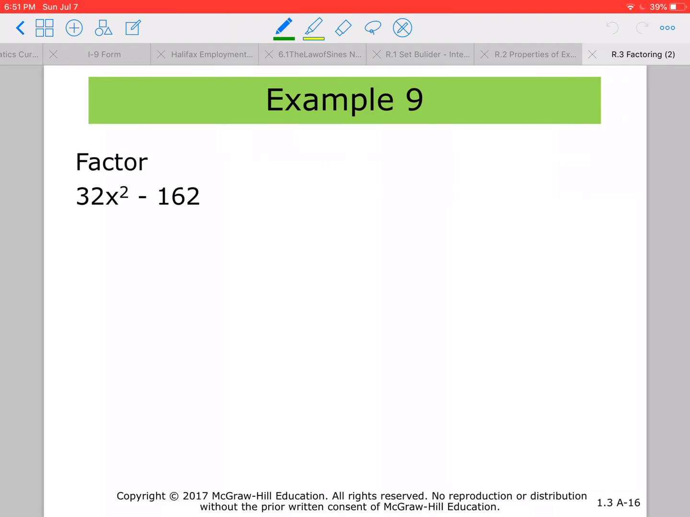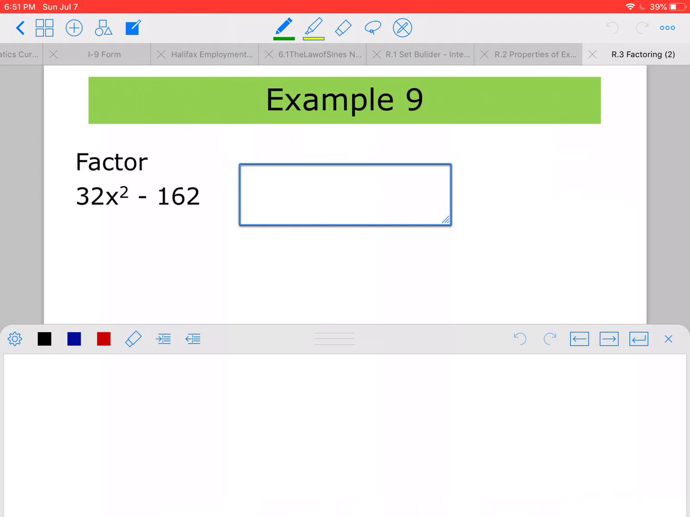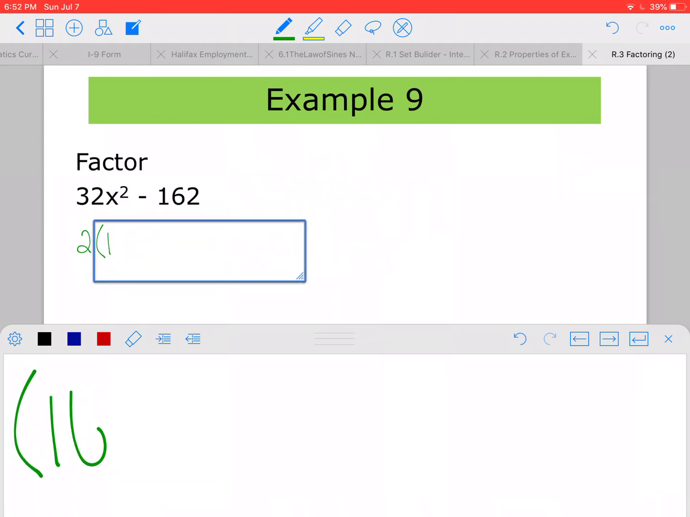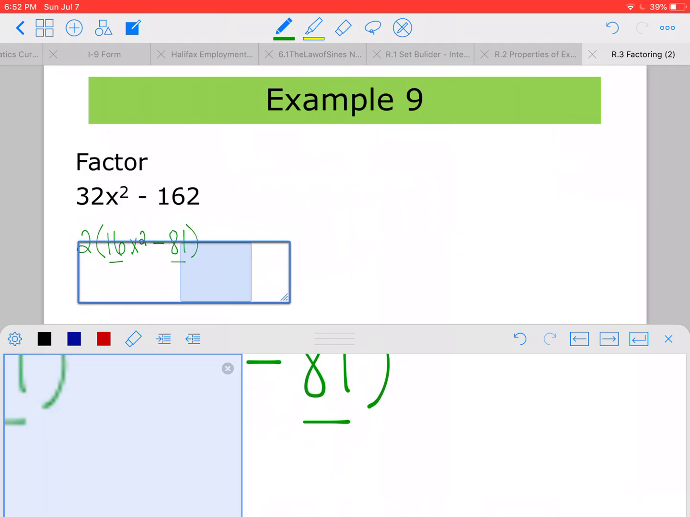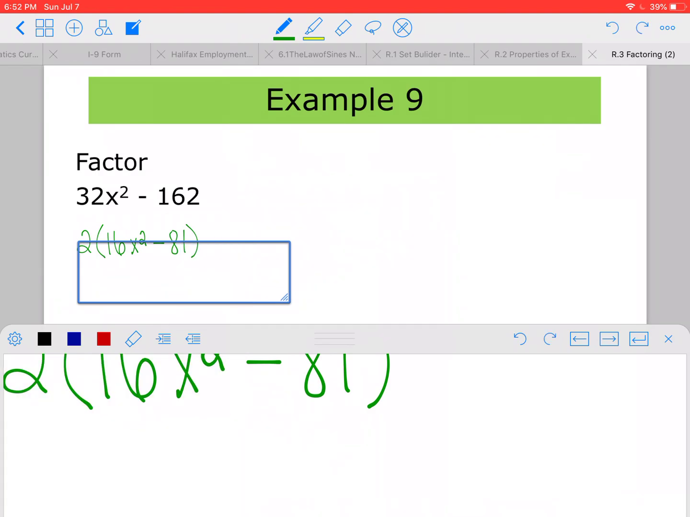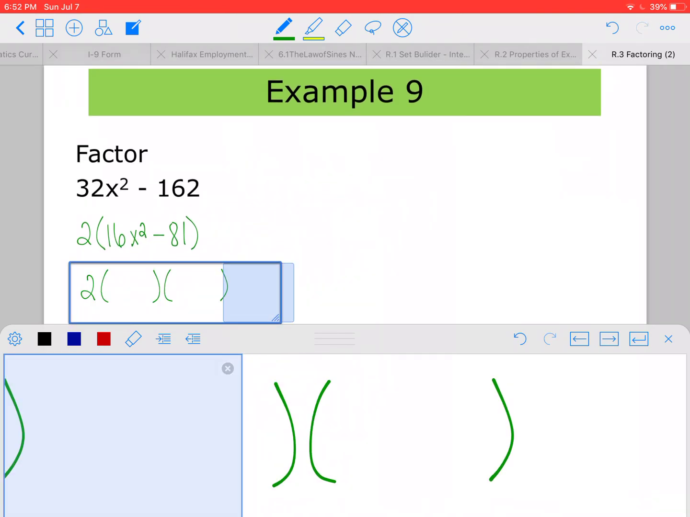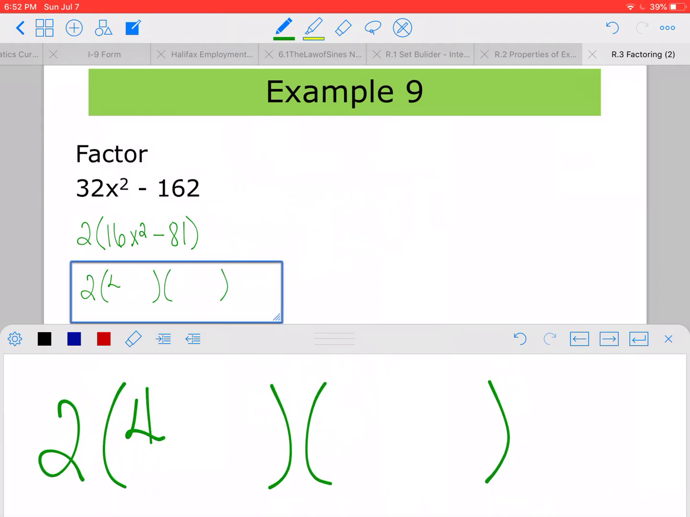We can factor out at least a 2. So let's see. If we factor out a 2, then we're left with 16x squared minus 81. Now, guess what? We have a difference of squares. So, keep the 2, and we've got 4x plus 9 times 4x minus 9.